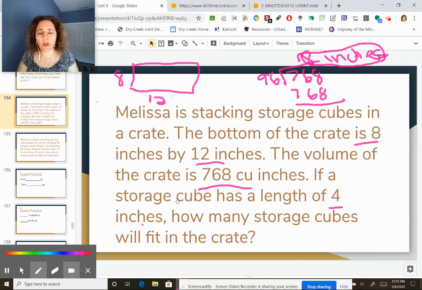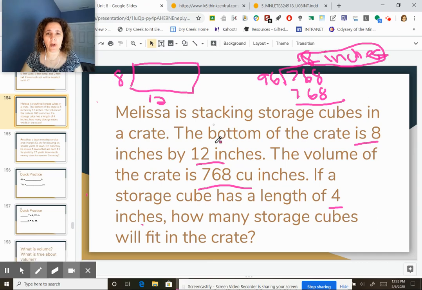Okay. So I erased some of the work. And now I know, I can't really draw a 3D shape here. I apologize, but I'm going to try my best. So the bottom of the crate is 8 by 12 inches. So I drew a bigger side that's 12, a smaller side that's 8. So I did an 8 by 12. So draw a rectangle and make the longer side 12 and make the shorter side 8.